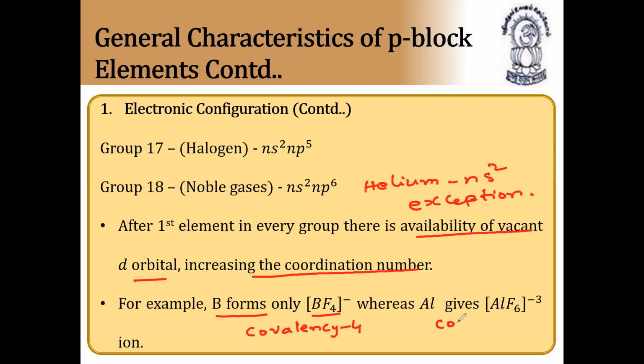Whereas the covalency of aluminum is a maximum of 6, because aluminum can give the AlF6 3 minus ion. So boron gives a tetra ion and aluminum a hexa ion. After the first element in every group, there is availability of vacant d orbitals, so the coordination number increases. Next, continuation.